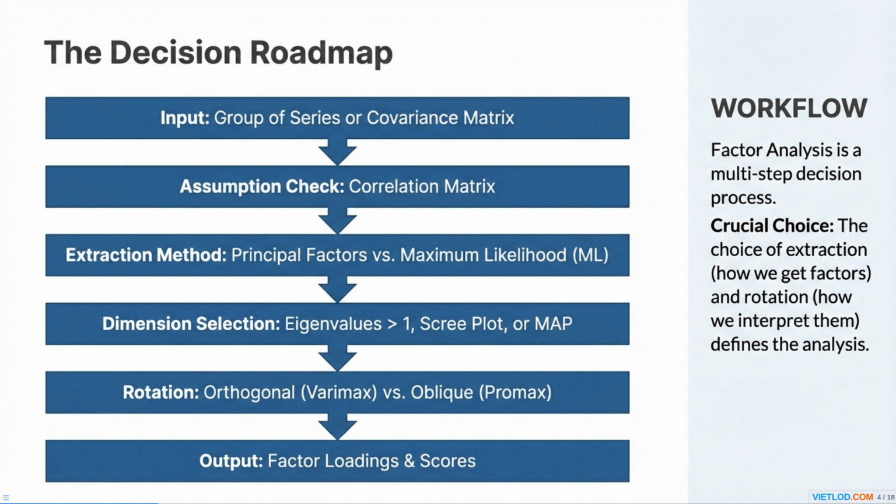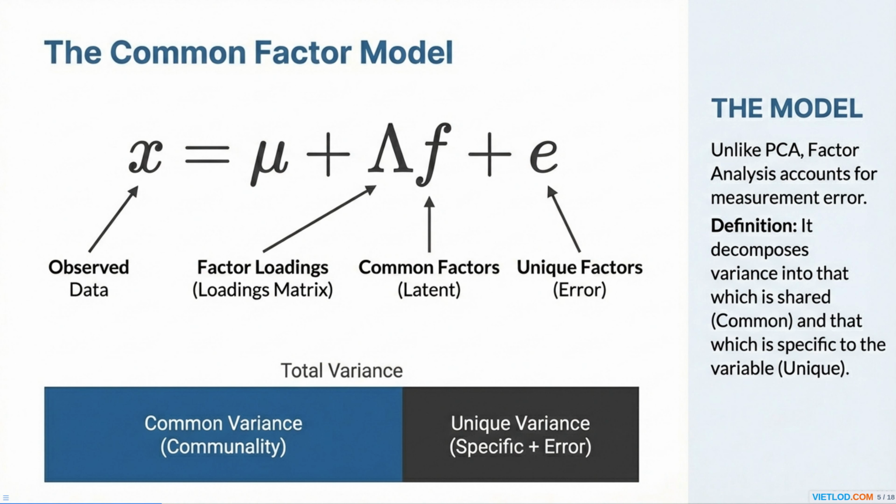observation. Think of this roadmap like a recipe. Each step is a decision. Choosing maximum likelihood extraction and Varimax rotation is like choosing to bake a cake instead of grilling a steak. Both use the same ingredients, data, but the choices lead to different specific outcomes. Before we dive into these steps, let's formalize the underlying statistical model that makes this all possible.